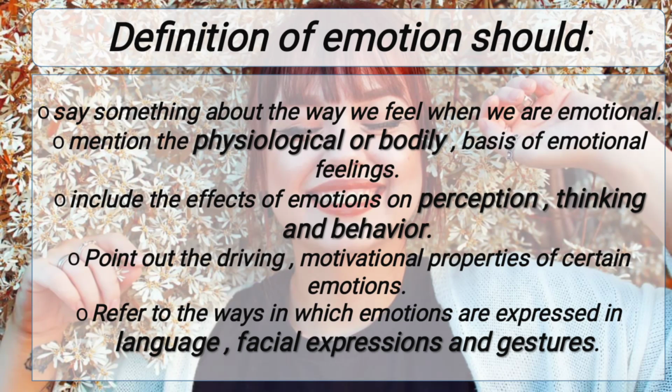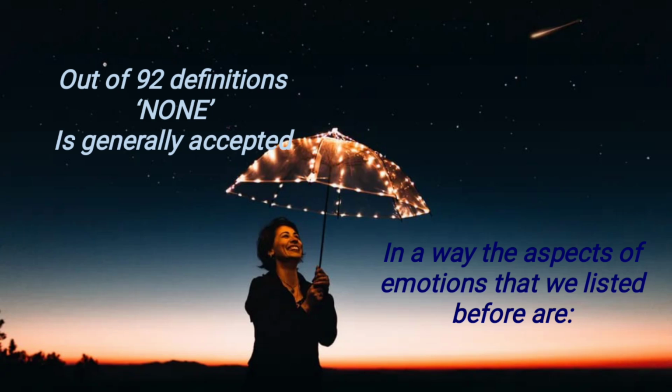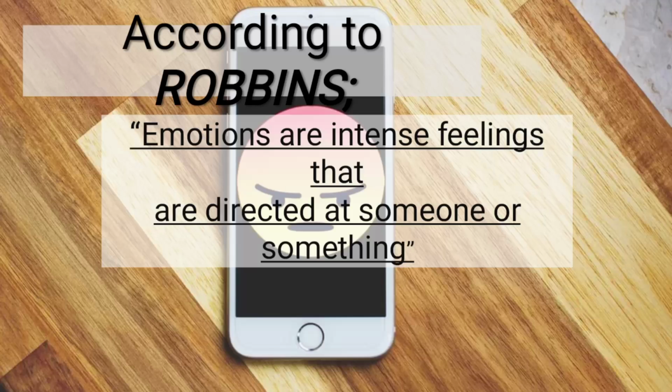Here we go with the definitions in simple terms. A definition of emotion should say something about the way we feel when we are emotional. Mention the physiological or bodily basis of emotional feelings. Include the effects of emotions on perception, thinking and behavior. Point out the driving motivational properties of certain emotions. Refer to the ways in which emotions are expressed in language, facial expressions and gestures. Out of 92 definitions, actually none is generally accepted. In a way, the aspects of emotions that we listed before are a definition.